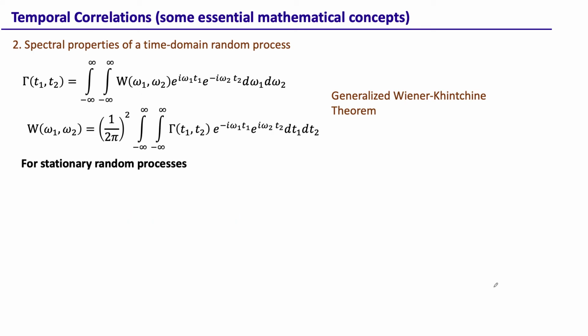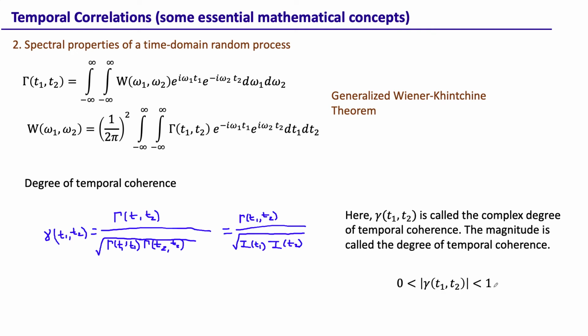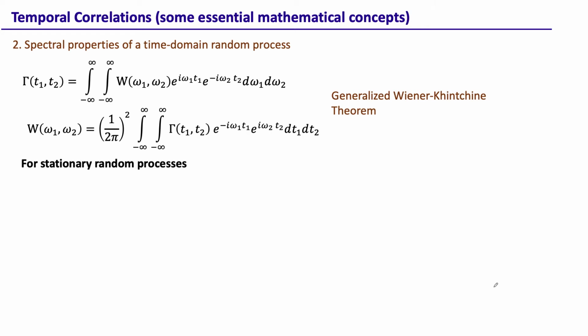Okay, so this was the very generic case, and that's why we call it the generalized Wiener-Khintchine theorem. But if the random process is stationary, as we just looked at in the last couple of slides, then the correlation function gamma T1 T2 is essentially gamma of tau, where tau is T2 minus T1.